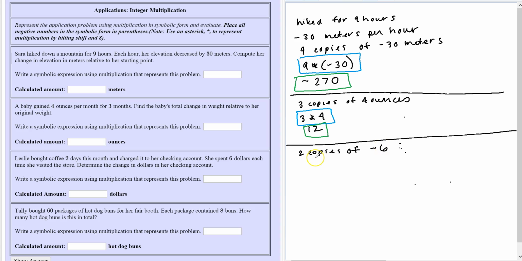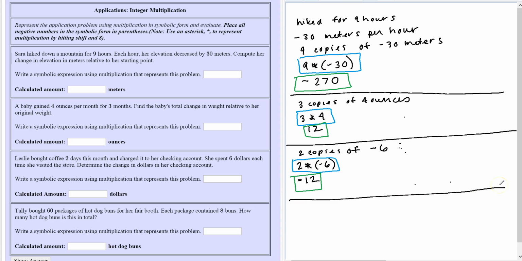So here, to write this in symbolic form, it would be 2 times negative 6. Okay, 2 copies of negative 6, and 2 times 6 is 12, and so it was negative $12 that she spent. So our symbolic expression is 2 times negative 6 with the negative 6 in parentheses, and then our calculated result is negative 12.